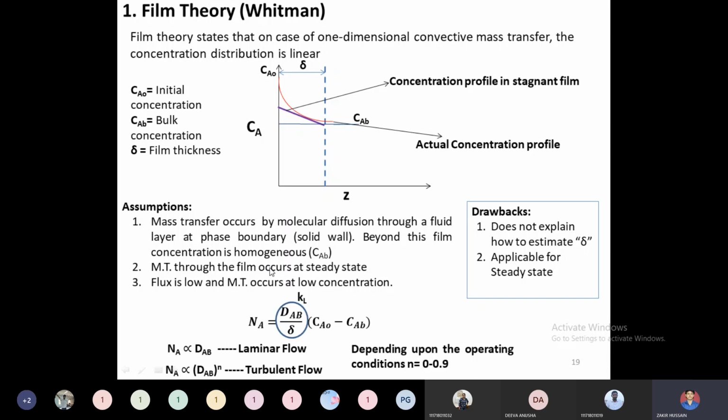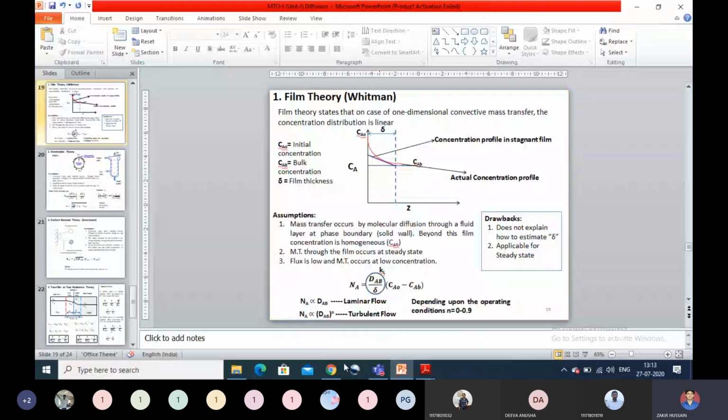The next assumption is that this theory considers the mass transfer operation to be at steady state. Steady state is nothing but independent of time. The mass transfer operation does not change with time; it is the same everywhere. Then the next assumption is that the flux is low, so the concentration variation across this film is very low. He applies all three assumptions in Fick's first law of diffusion. I will show you through the live board.